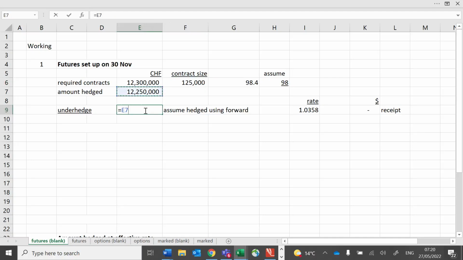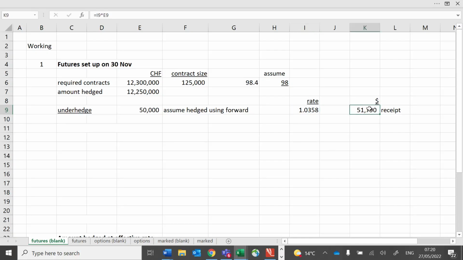So the difference between these two numbers, the 50,000, I can either leave unhedged or I could hedge using a forward contract, and that's what I'm going to assume is done. It's not a massive amount of money. If you ignored it, it's not the end of the world, and if you assume a different number, that's fine. But I'm going to assume the rate given in the question for a 6-month forward of 1.0358, which is the worst bit of the spread, which is the bit of the spread you should take.